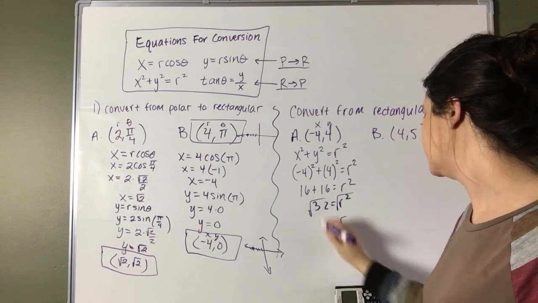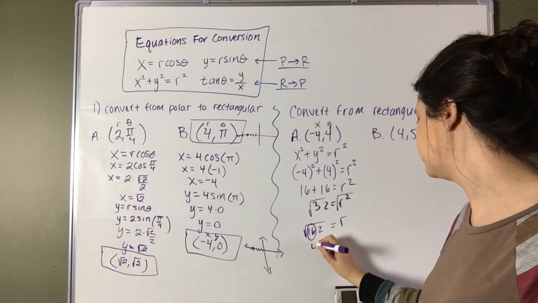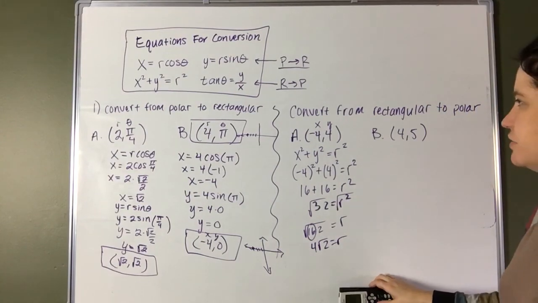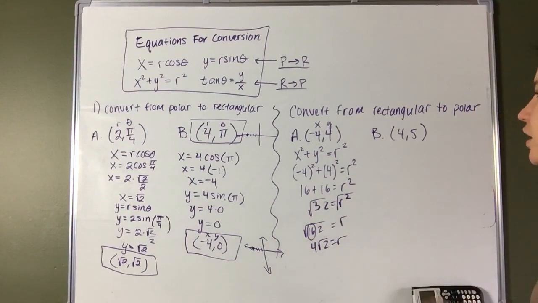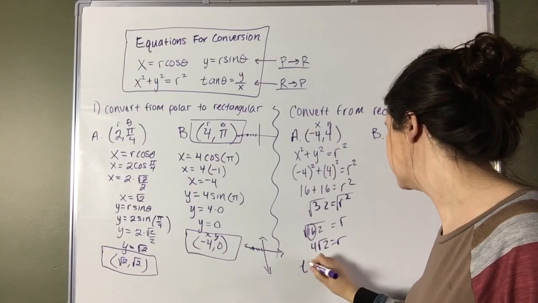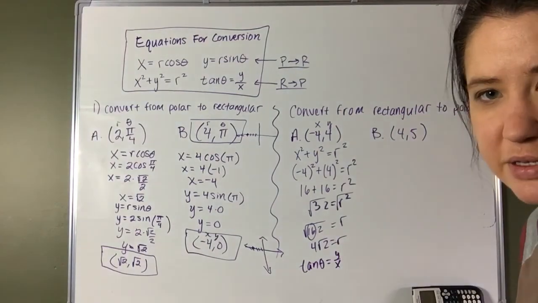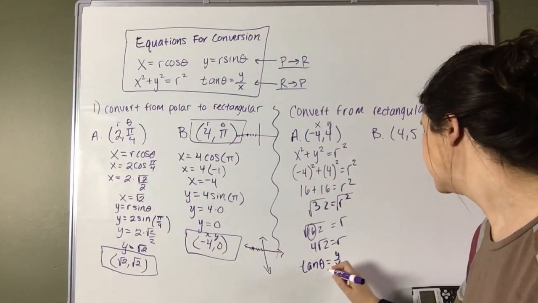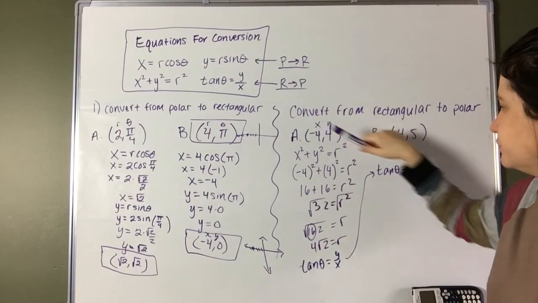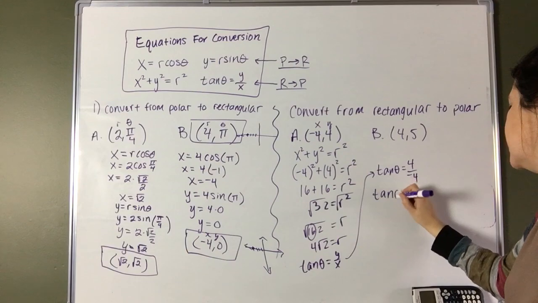So r would be, we can simplify this. 32 is 16 times 2. Square root of 16 is 4, so it's 4 radical 2 is our r value. We need to figure out theta now. We use this formula to do that. So tan theta equals y over x. So in our case, tan theta is going to equal y over x, that's 4 over negative 4. So that is negative 1.